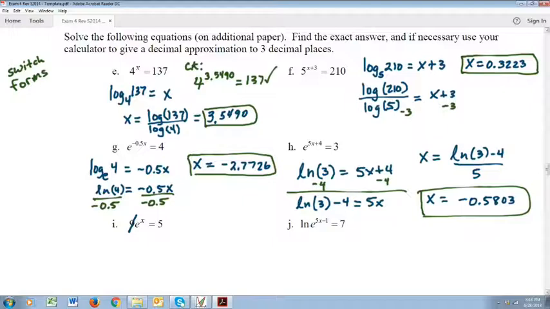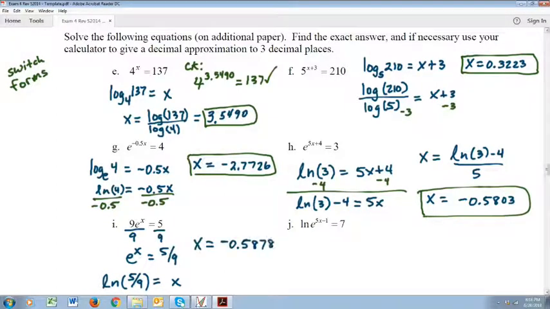Now if you look at letter I, you've got an extra number, that 9 there. Notice if you have e to the x power equals 5, you'd be alright. You'd have your 3 parts: base, exponent, answer. So the 9 is an extra number, and we can actually get rid of it because we have 9 times e to the x. We just divide both sides by 9. We're going to get e to the x equals 5/9. Now we can change the log form. It'll be natural log of 5/9 is equal to x. And when you put that in your calculator, you should get negative 0.5878.